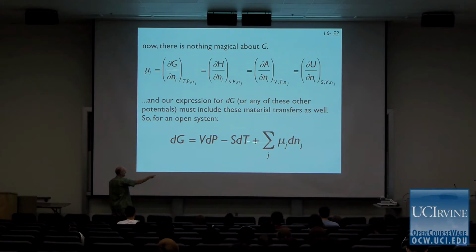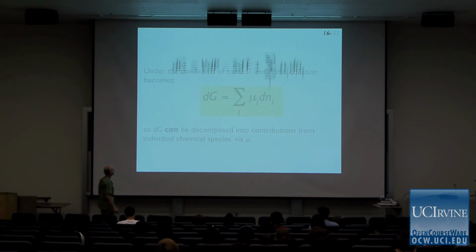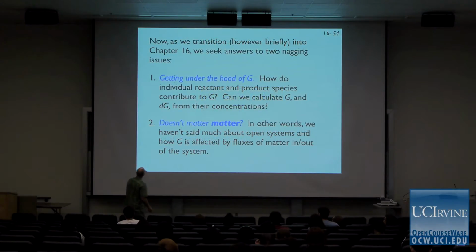That is an additional term in terms of understanding what the Gibbs energy is. We simply use the chemical potential to add to the Gibbs energy for each chemical component we're talking about. It's part of why the chemical potential is so convenient. So under conditions of constant temperature and pressure, this equation becomes: the change in the Gibbs energy is just given by these fluxes of material in and out of the system.